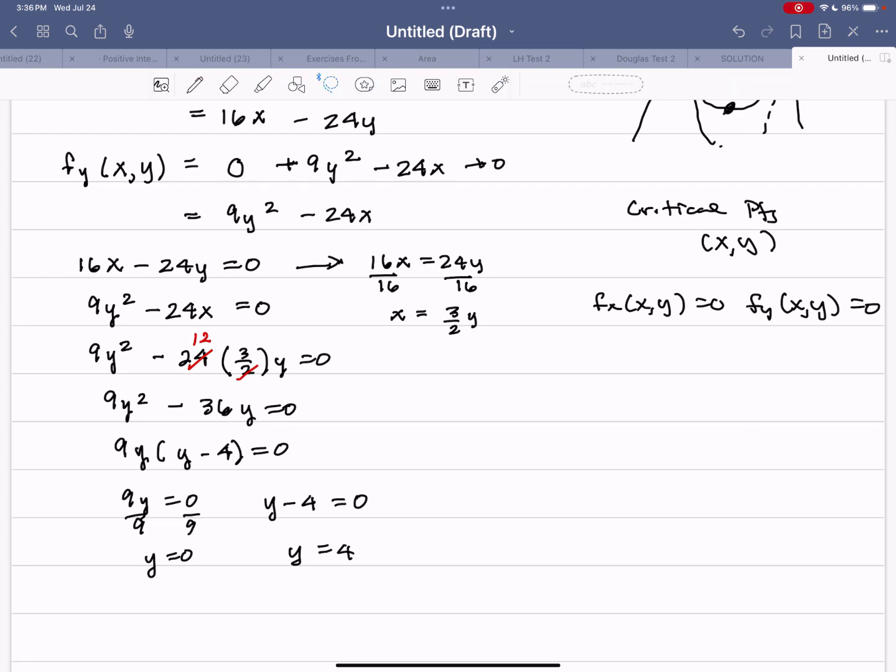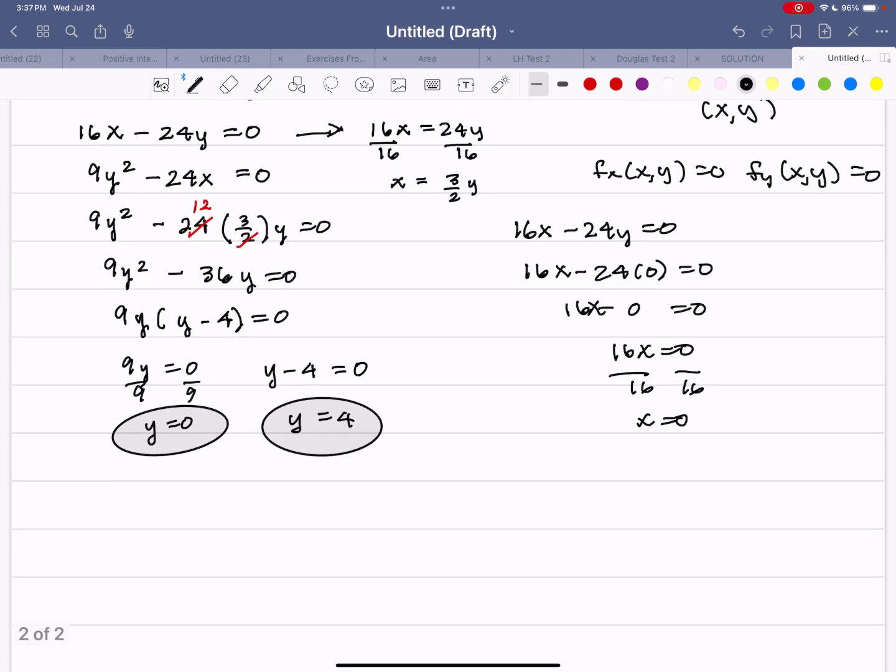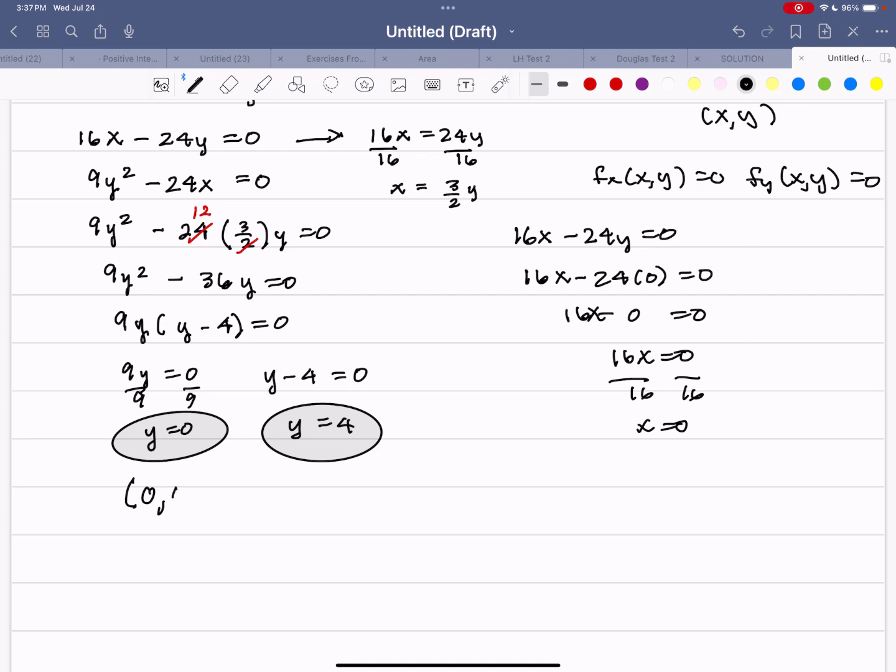Now, those are not critical numbers. Those are half of your critical points. You don't have your x's, you just have your y's. So I'm going to go back to 16x minus 24y equals 0, and I'm going to find my x's. So if y is 0, 16x minus 24 times 0 has to come out to 0. 16x minus 0 equals 0. 16x equals 0, divided by 16. X is 0. So that completes my point. My first point is 0, 0.